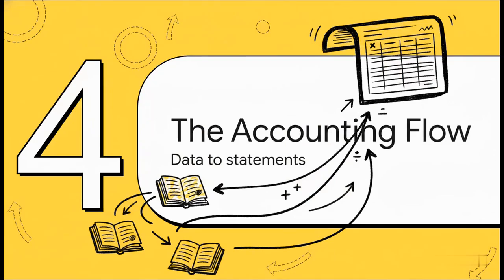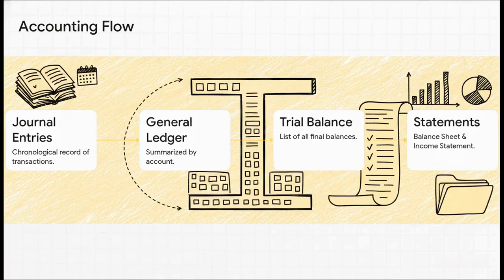All right, Section 4, the accounting flow. This takes us from raw data to financial statements. Now that we've mastered the localized journal entries, let's zoom out. All these little debits and credits actually have a final destination. The life cycle of a transaction follows a very strict path.